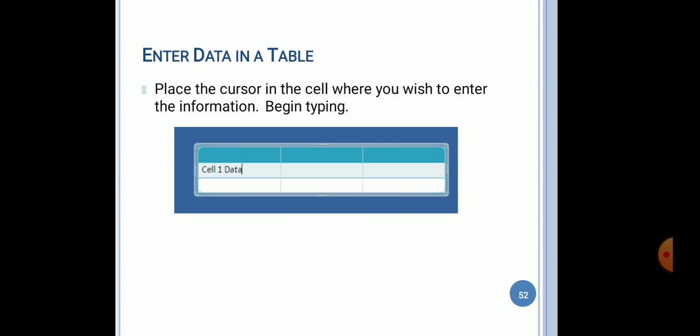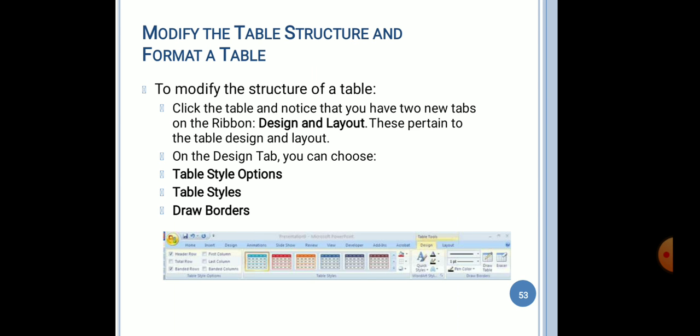Then dear students, how can we enter the data in a table? By placing the cursor in the cell where you wish to enter the information, you can start typing. Then dear students, you can also modify the table structure and the format of a table. How? If you want to modify, first of all click the table and notice that you have 2 new tabs on the ribbon. First tab is Design and second is Layout.